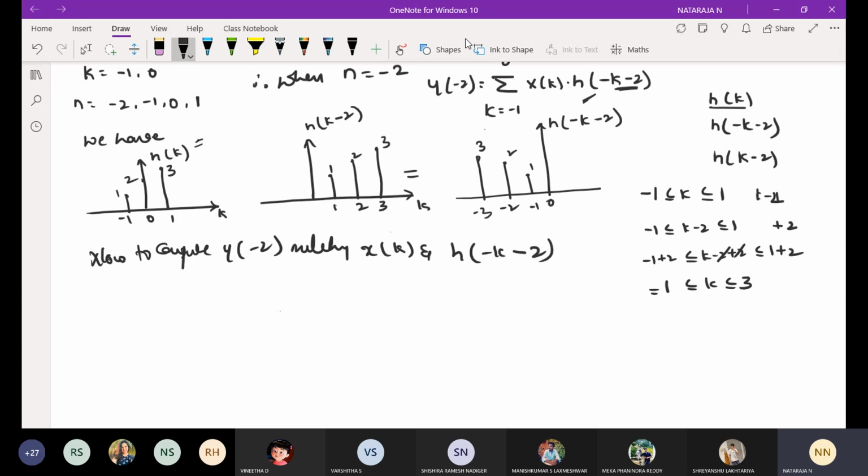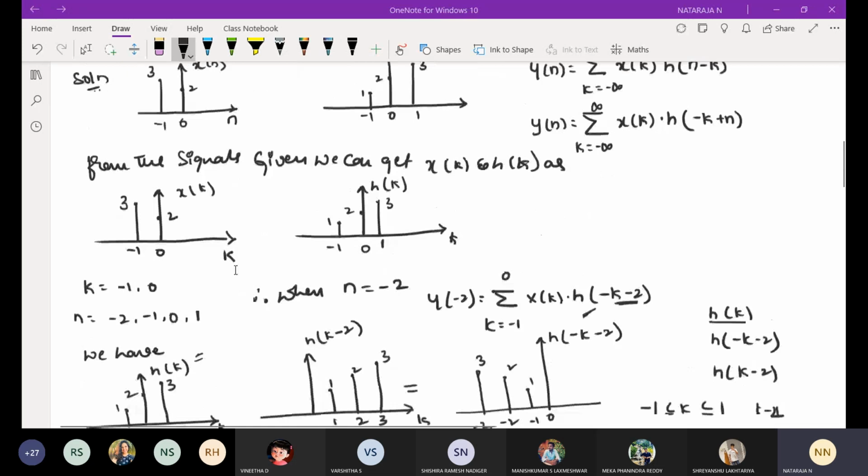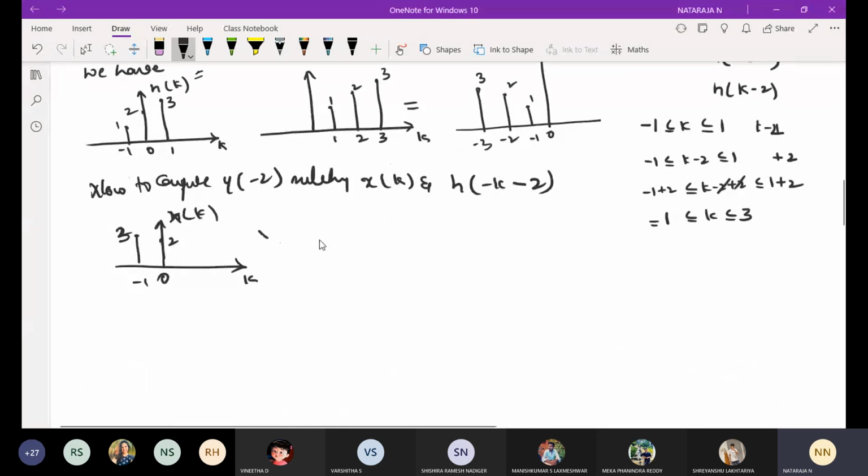We have two different signals, that is x of k and h of minus k minus 2. Multiply those two signals. I will write it here. X of k, K varies from -1, 0. At -1 it is 2. At 0, sorry, this is 3. This is 2. This is the original signal x of k. Then multiply with h of minus k minus 2, at 0, -1, -2, -3.